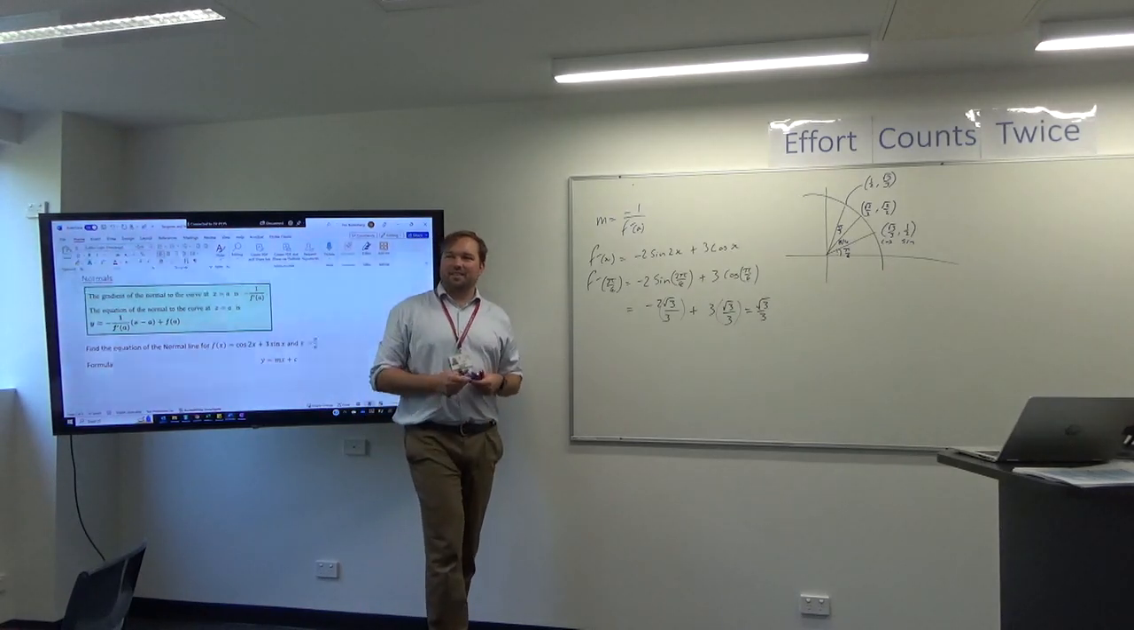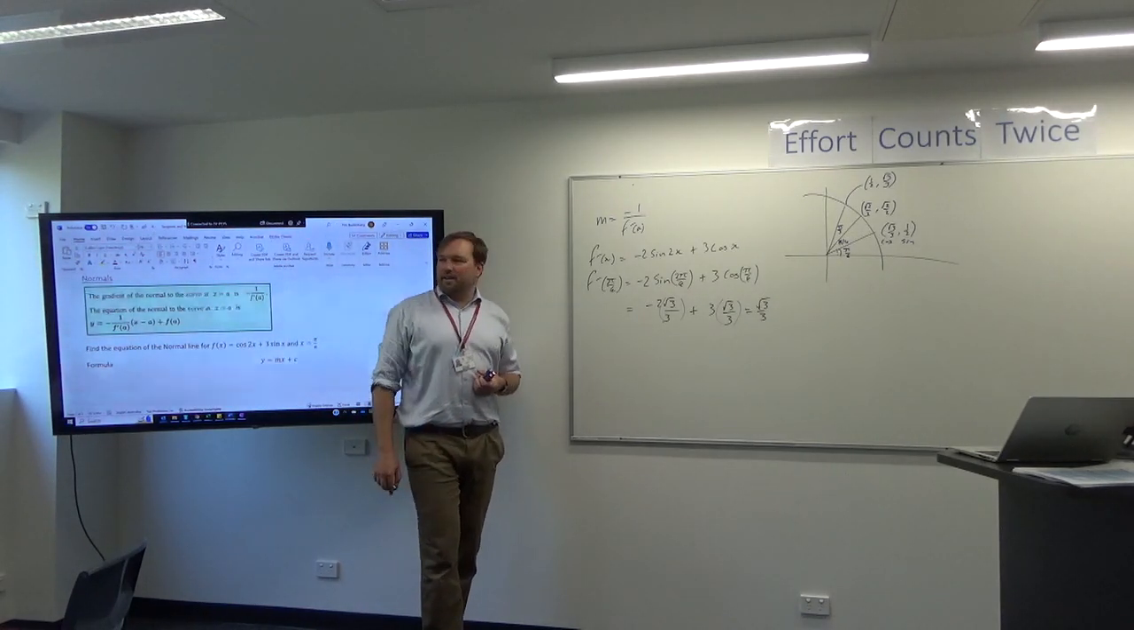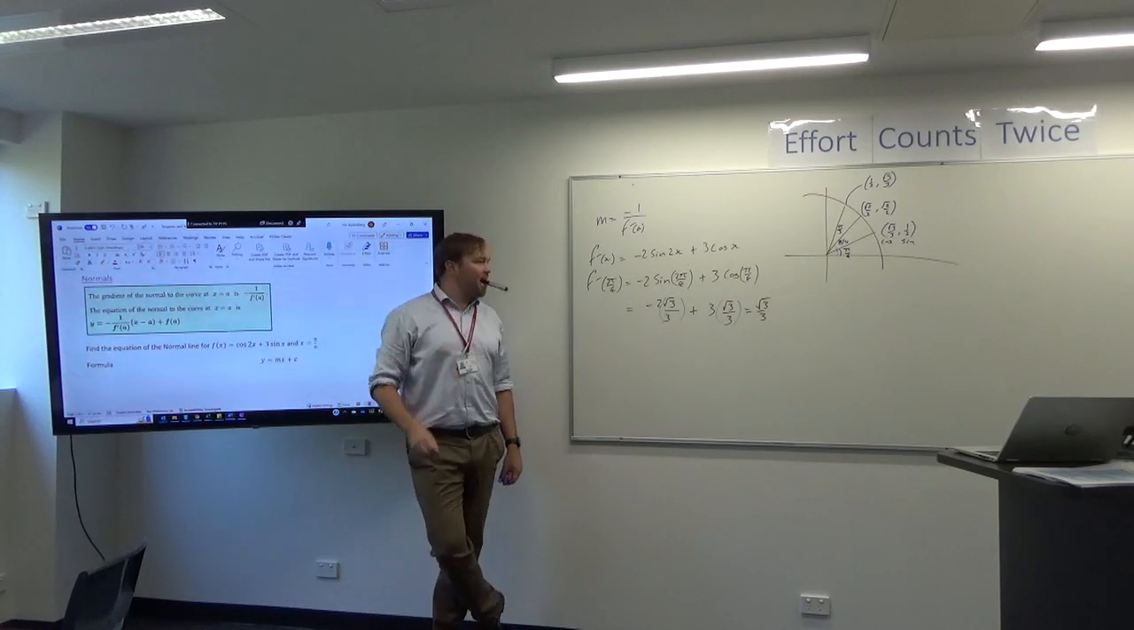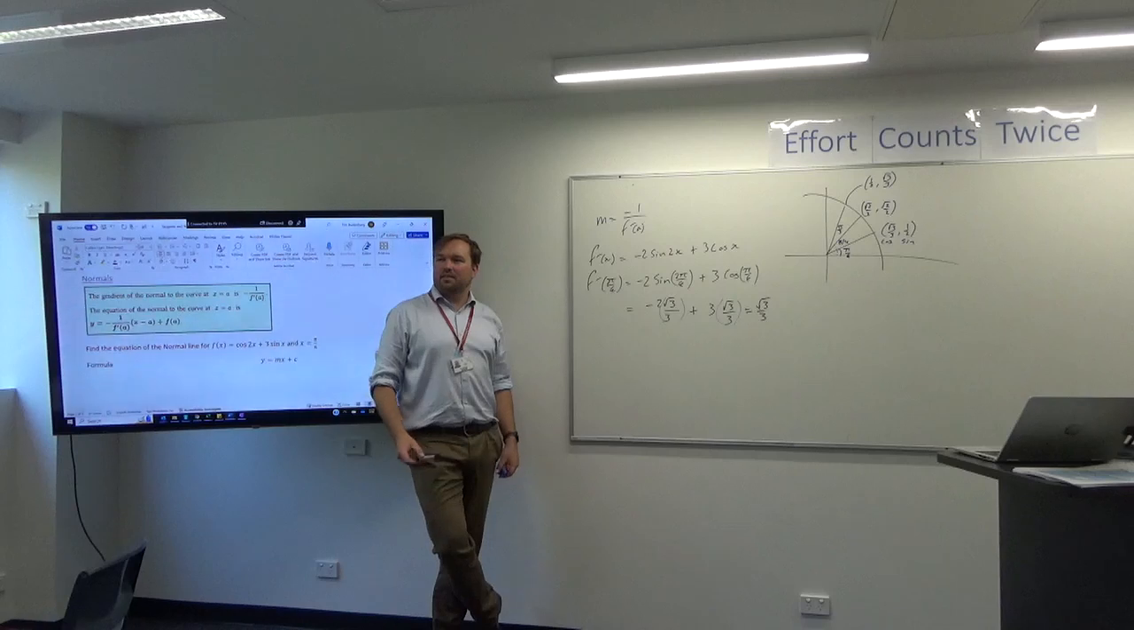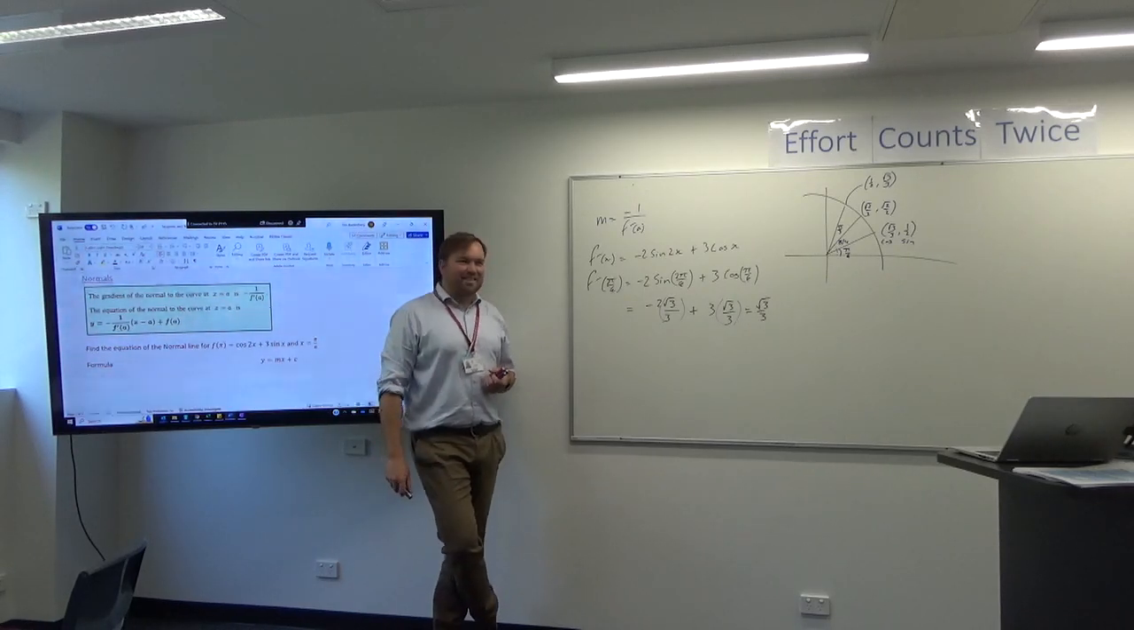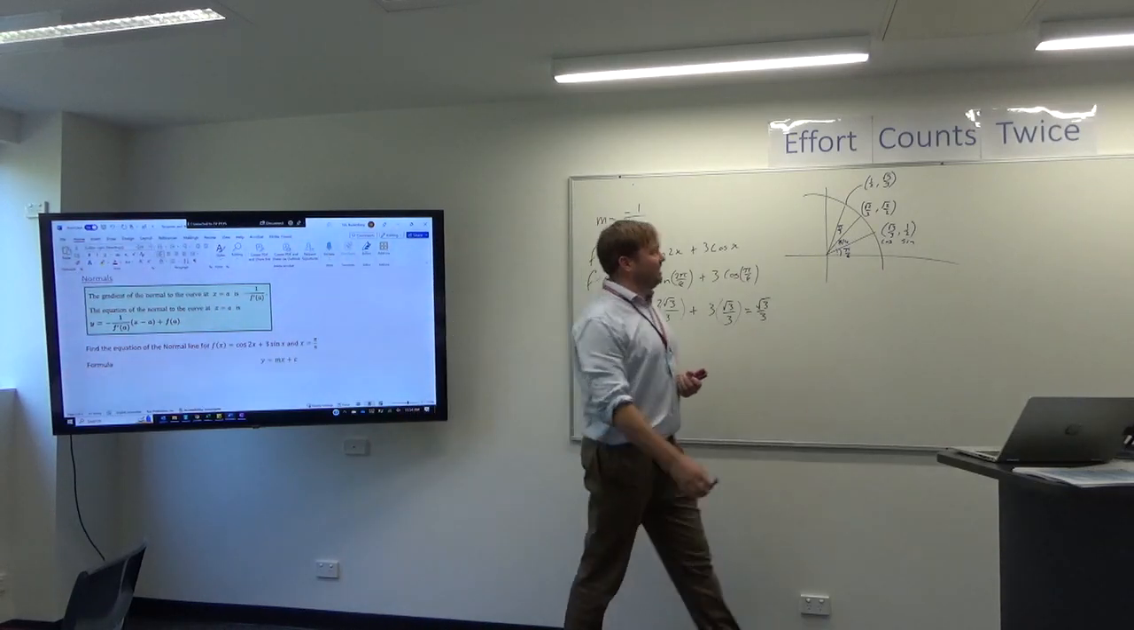Is the calculator wrong? Is it root 3 and 2? Yeah, it's root 3 on 2 according to the calculator. Is it really? Yeah, because it says negative.